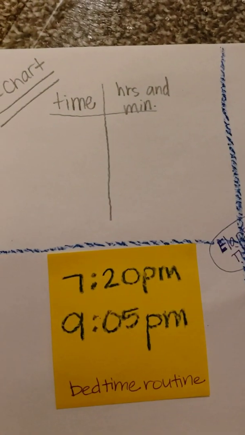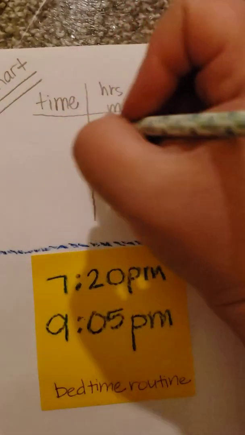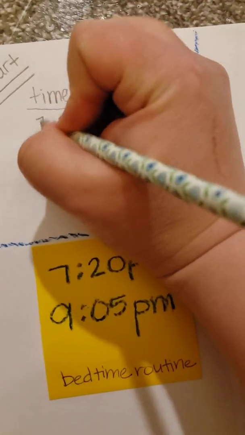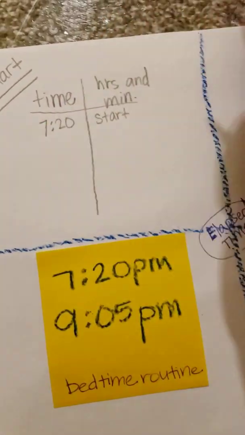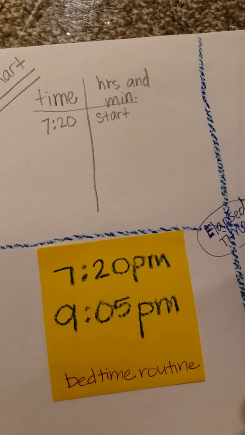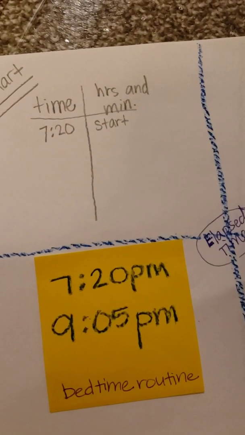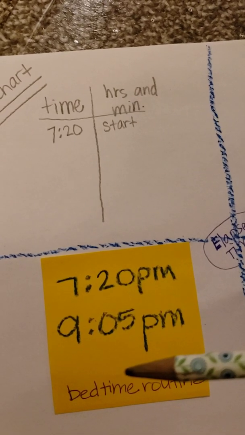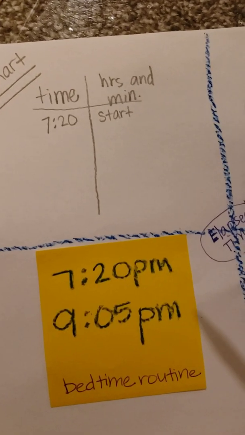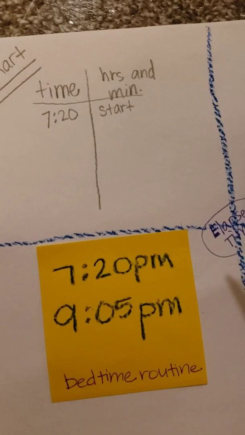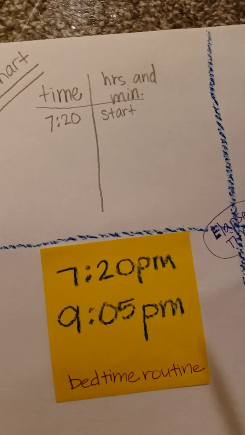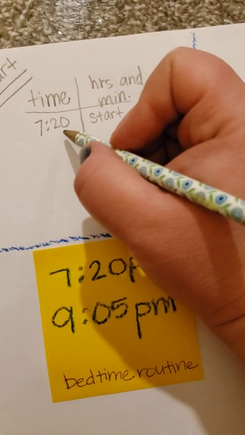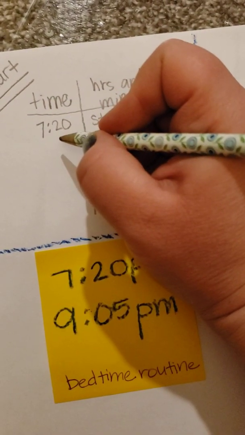Now the time that I'm going to put down is my start time. And my start time was 7:20. I don't really need to worry about PM right now because I'm trying to figure out the amount of time from the beginning to the end of my event. So I don't really need to know AM or PM. Now, I've got my start time.